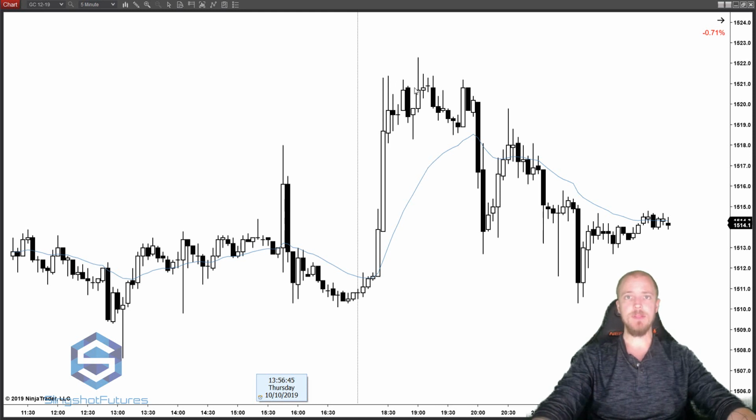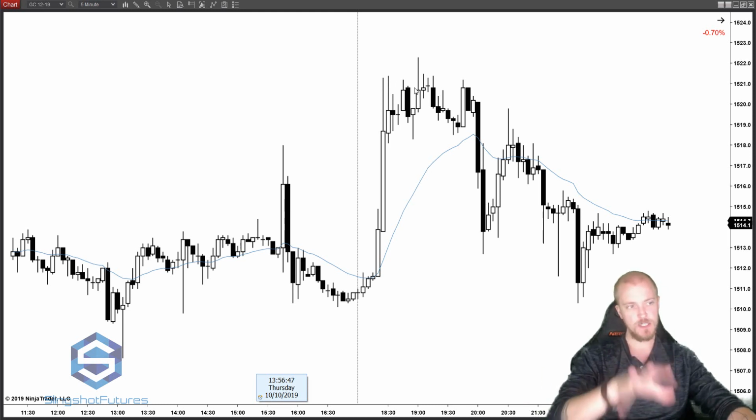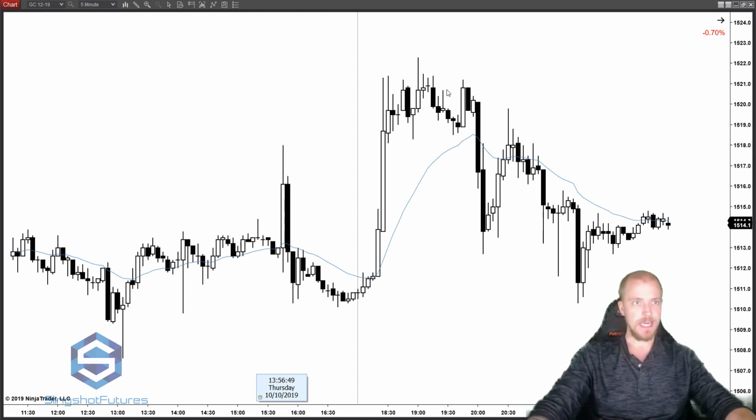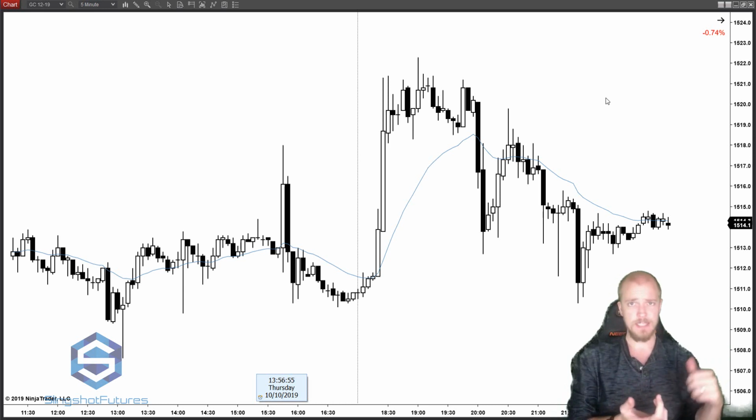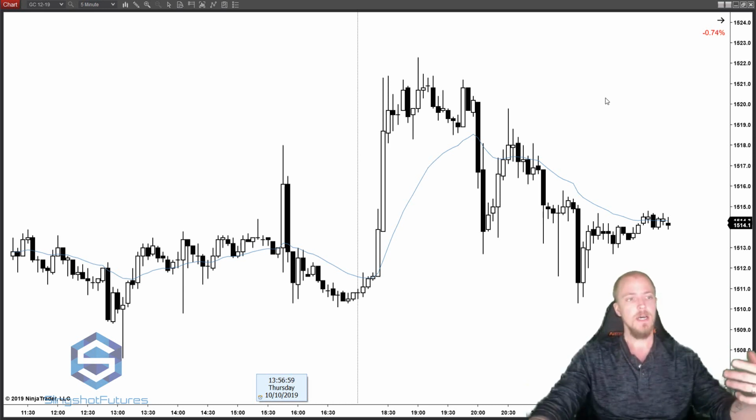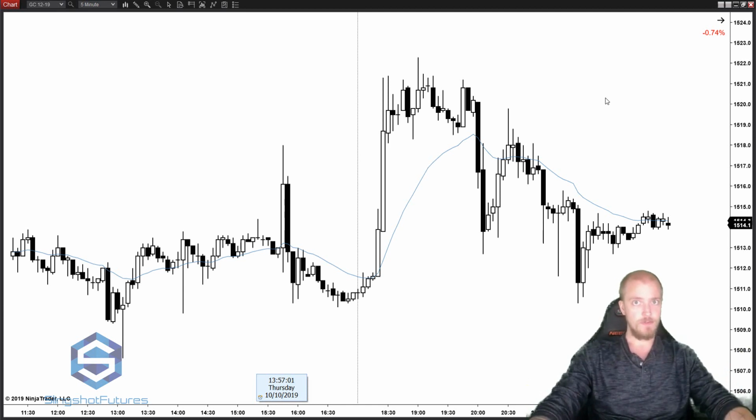Today we're going to be talking about the psychology and anatomy of a spike. Now, what do I mean by a spike? What I'm looking at is when there's a large spike in price, whether it's based off of a news event or somebody said something somewhere or whatever the case may be. Spikes can give us a lot of information.